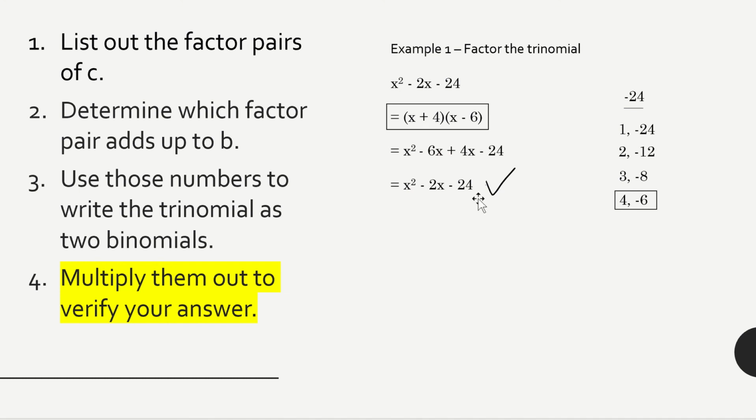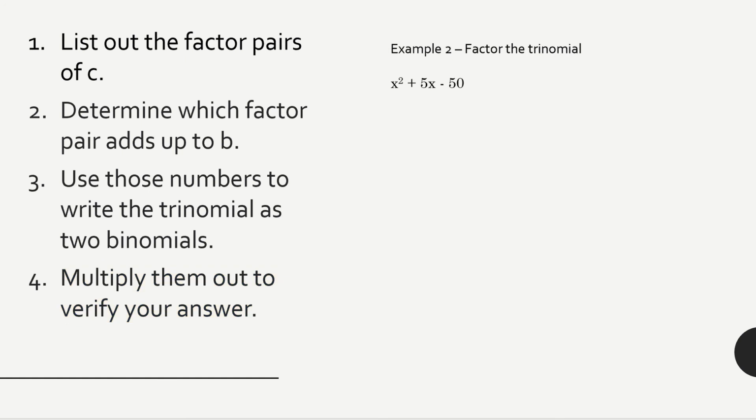Remember, these two lines right here are just checking the solution, but the answer is these two binomials. So this trinomial factors into these two binomials. All right, guys, let's go over one more example to make sure you got it. We're going to factor x squared plus 5x minus 50. So let's go over the steps for that.